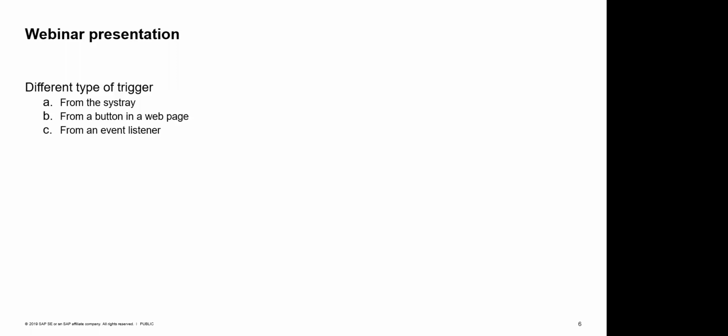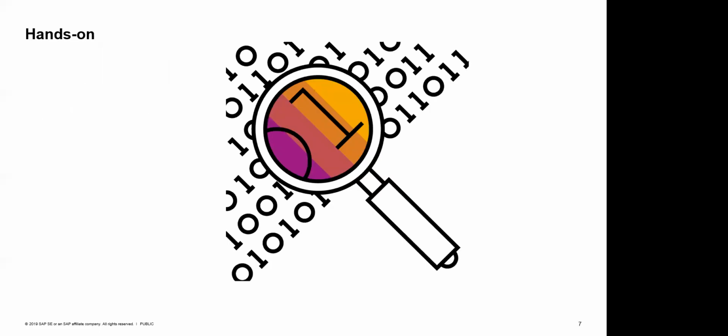And now we're going to see the different types of trigger for attended. The first one will be from the system tray, the second from a button in a web page, and the last one from an event listener. We're going to see that during the hands-on.